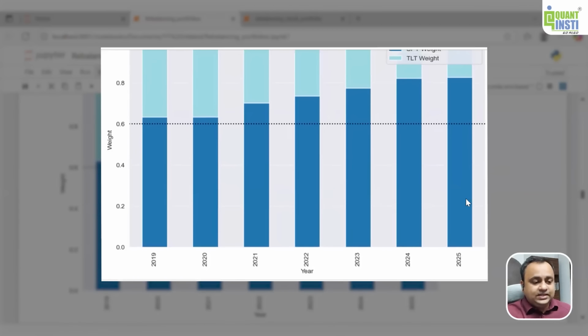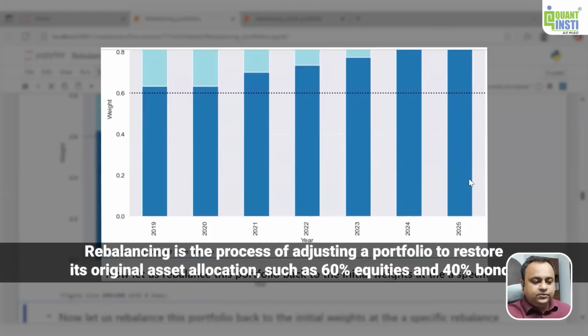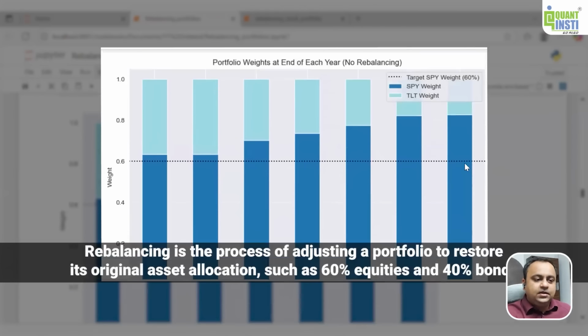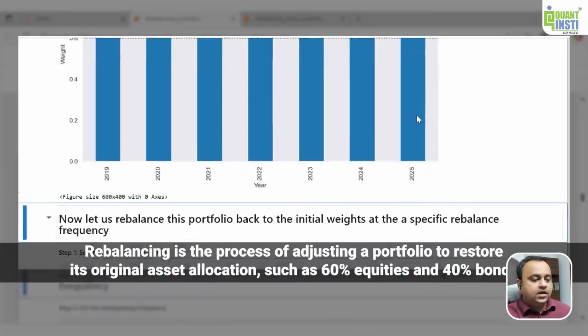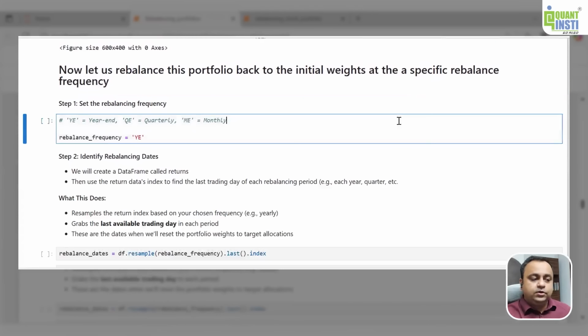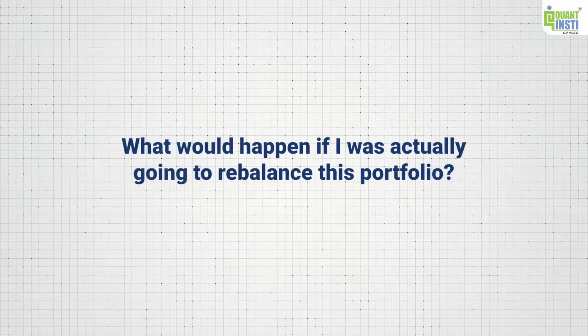And by the end of this period, in mid 2025, I can clearly see that there's a super high allocation to SPY, which is far away from 0.6. Now, moving on, what we're going to do is understand what would happen if I was actually going to rebalance this portfolio.